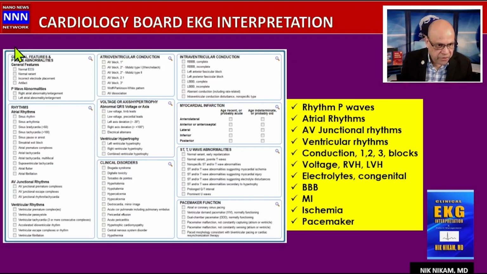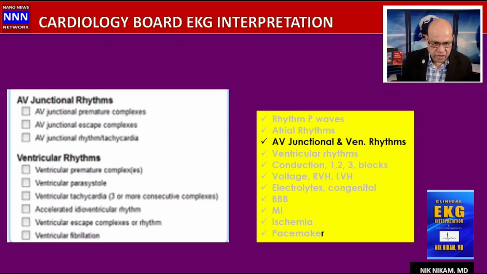And if you are taking cardiology boards, you need to get familiarized with this answer key sheet, which follows a systematic pattern. I have already done a separate video on the overall view of this EKG interpretation. Please do watch that. And I also created a separate video for general features, P-wave abnormalities, and there is a separate video for atrial rhythm problems. Today we're going to be focusing on AV junctional and ventricular arrhythmias. So let us continue with the presentation.